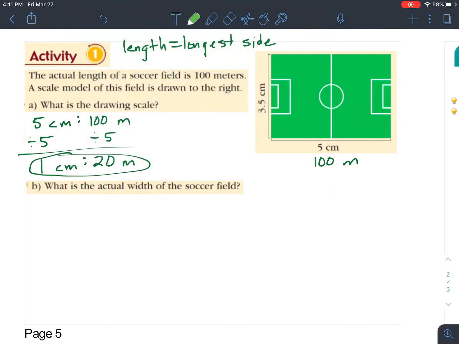Then for part B, what is the actual width of the soccer field? Well, the width has to be the shortest side since we've already worked with the length here. So we don't know the actual width of the soccer field, so we're going to call that x. We can set up with the 1 centimeter to 20 meters. We will also have another ratio. Again, because this was drawing compared to the actual, we should also have drawing to actual.